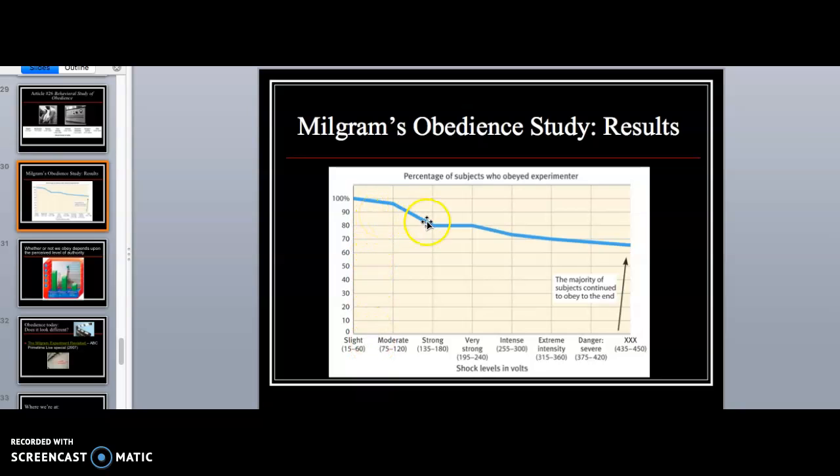As the shocks increased right about here, and the learner would scream out like, "Ow, you're hurting me, this hurts." Here's where the conflict entered into the mind of the participant, the teacher. And here's where most people were like, I don't know if I should continue. I don't feel good about this.